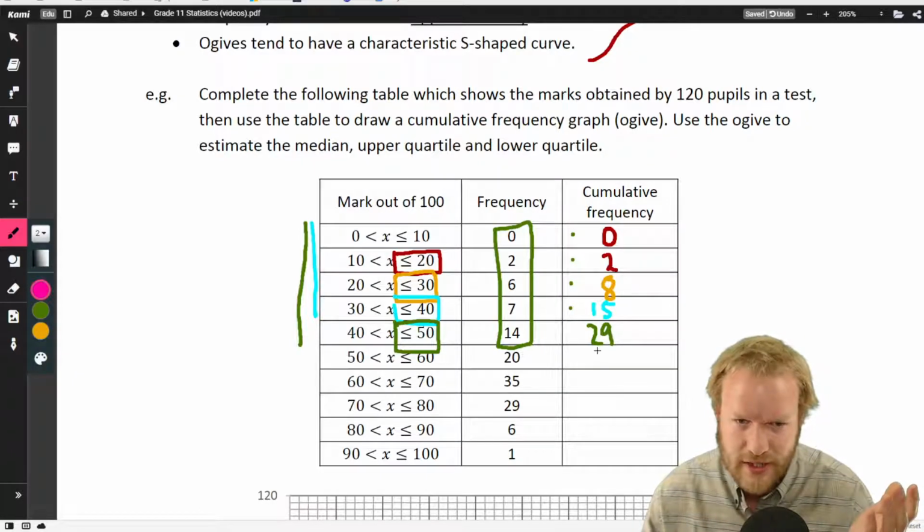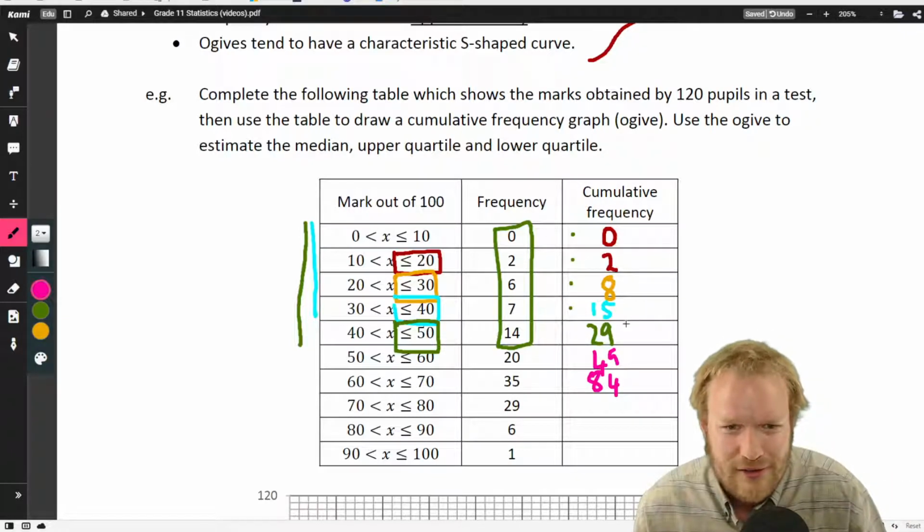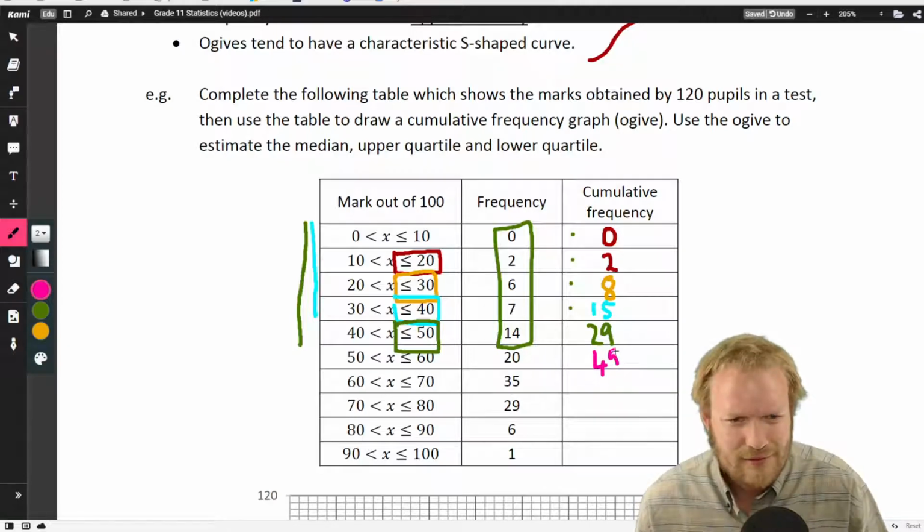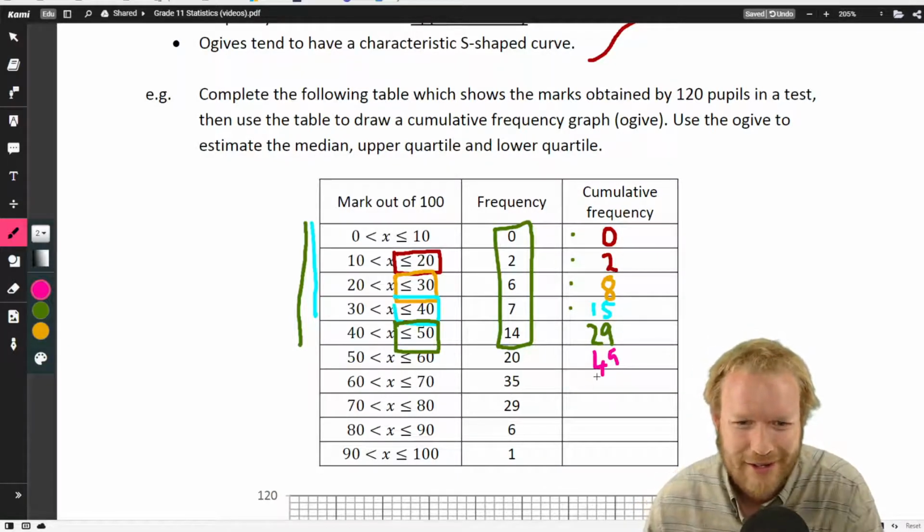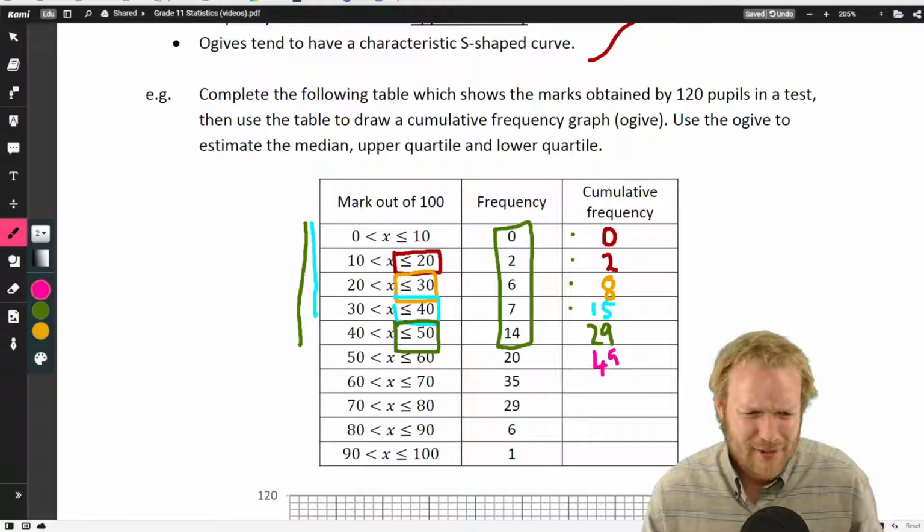So we're going 29 plus 20 is 49. 49 plus 35 is 84. 84 plus... No, something's wrong, right? I can't count. Oh, right, I can count. 49 plus 35. Do you know what?